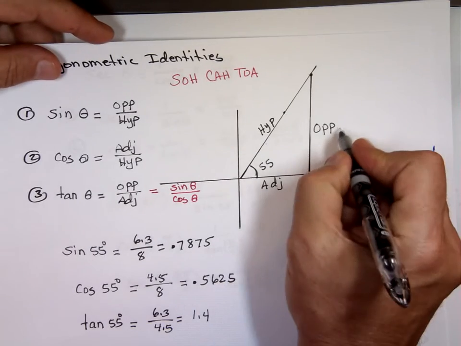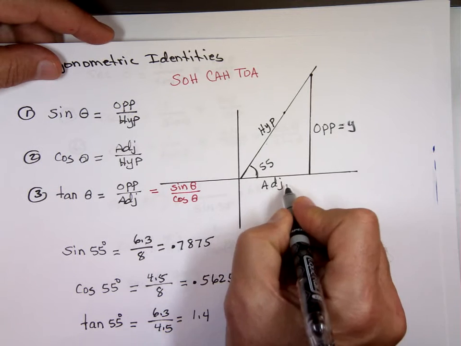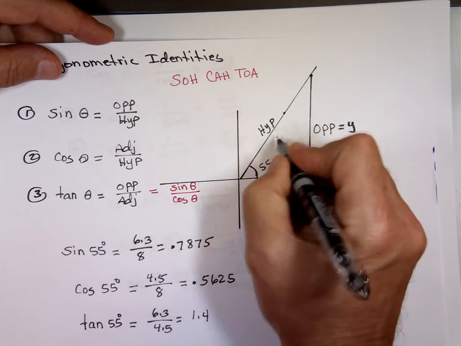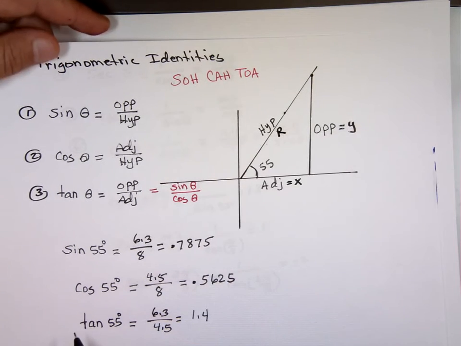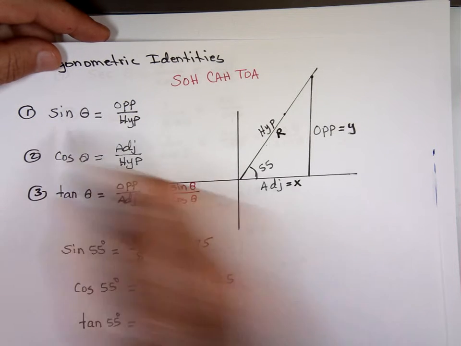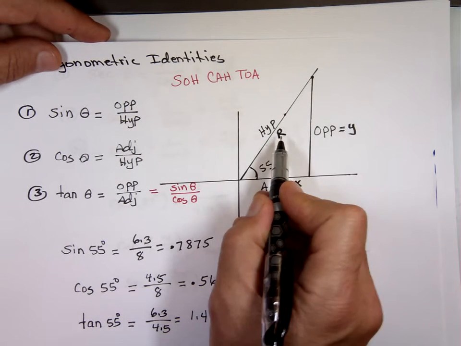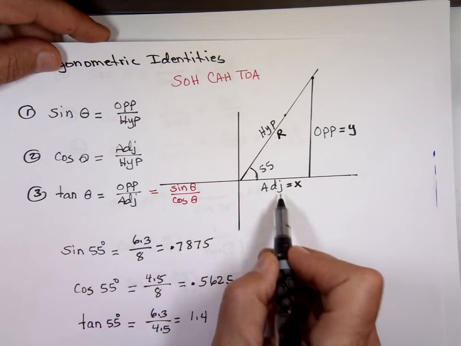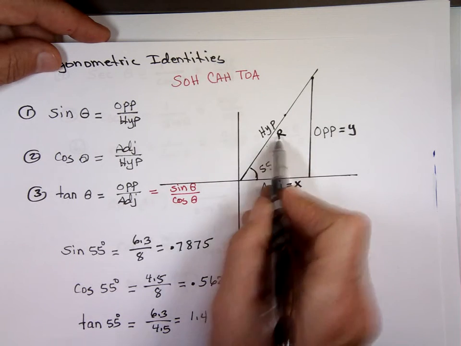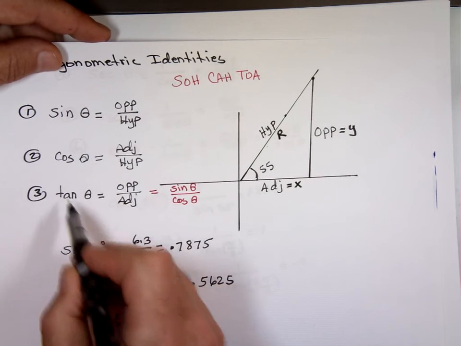I call the opposite side. You notice on the board I'm using x and y. If I call this y, and I call this side x, and I call this one r, then the sine will be what? y divided by r. The cosine is x divided by r. The tangent is y over x.